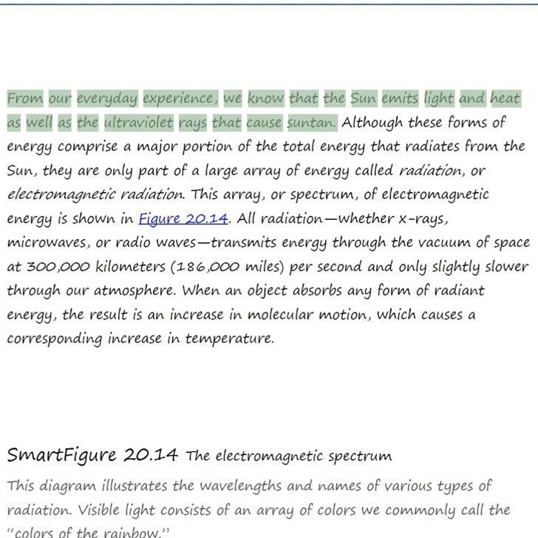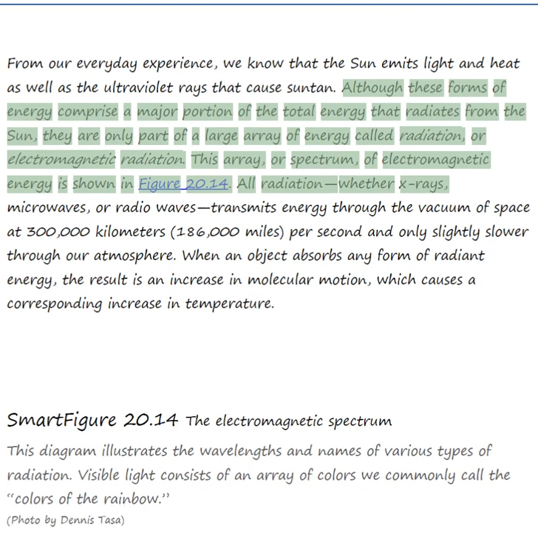From our everyday experience, we know that the sun emits light and heat as well as the ultraviolet rays that cause suntan. Although these forms of energy comprise a major portion of the total energy that radiates from the sun, they are only part of a large array of energy called radiation, or electromagnetic radiation. This array, or spectrum, of electromagnetic energy is shown in Figure 20.14.